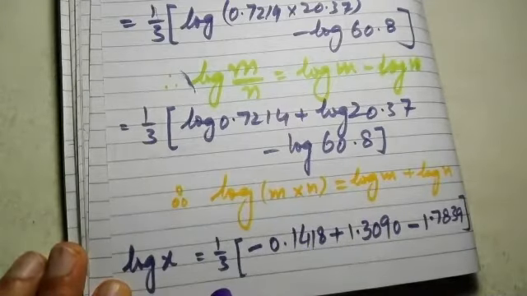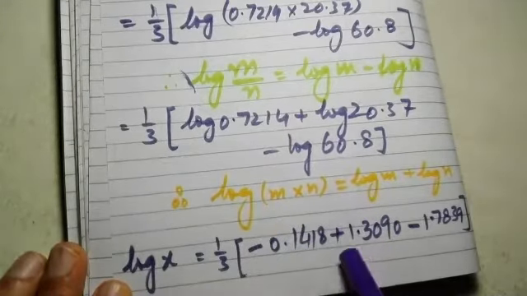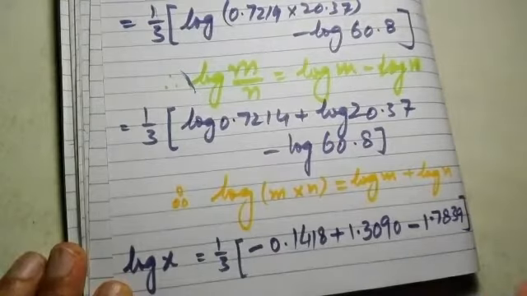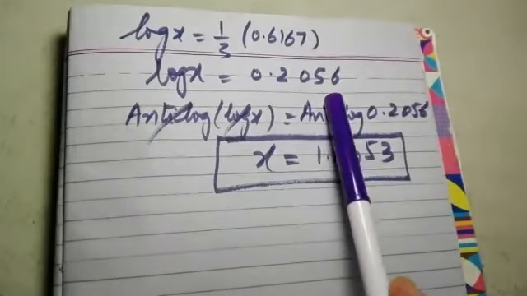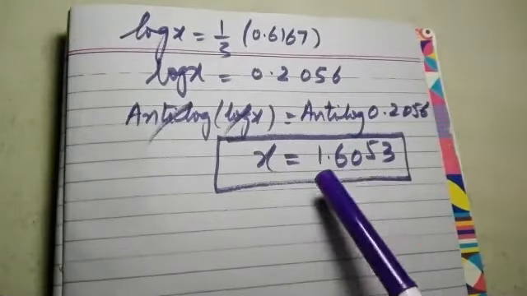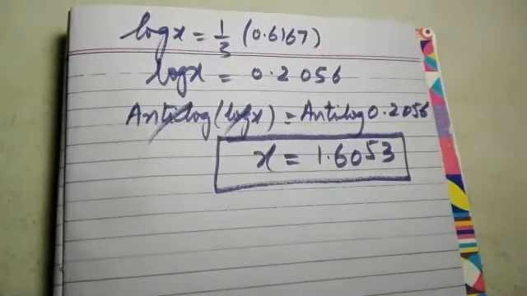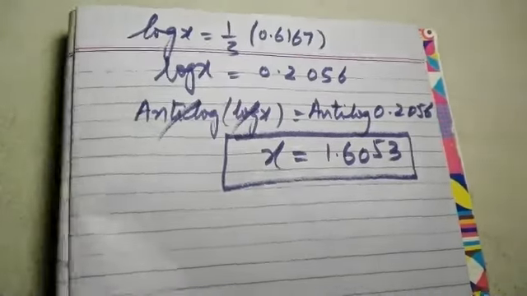So 1 by 3 is as it is, and I have calculated the logarithm of these three numbers. I have simplified these numbers, and then this is converted as 1 by 3 times 0.6167. This is divided by 3, so this was 0.2056, and lastly I have applied the anti-logarithm. So the answer is 1.6053.